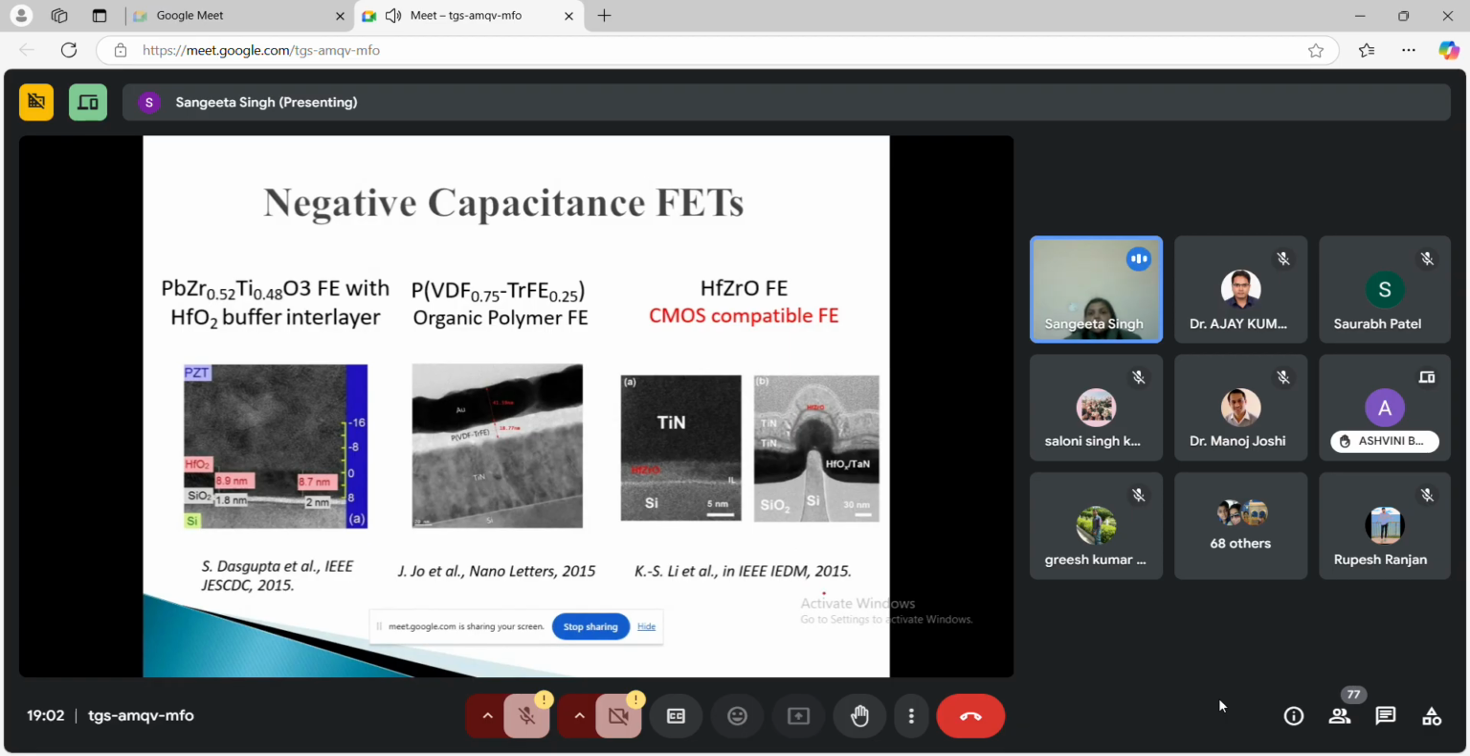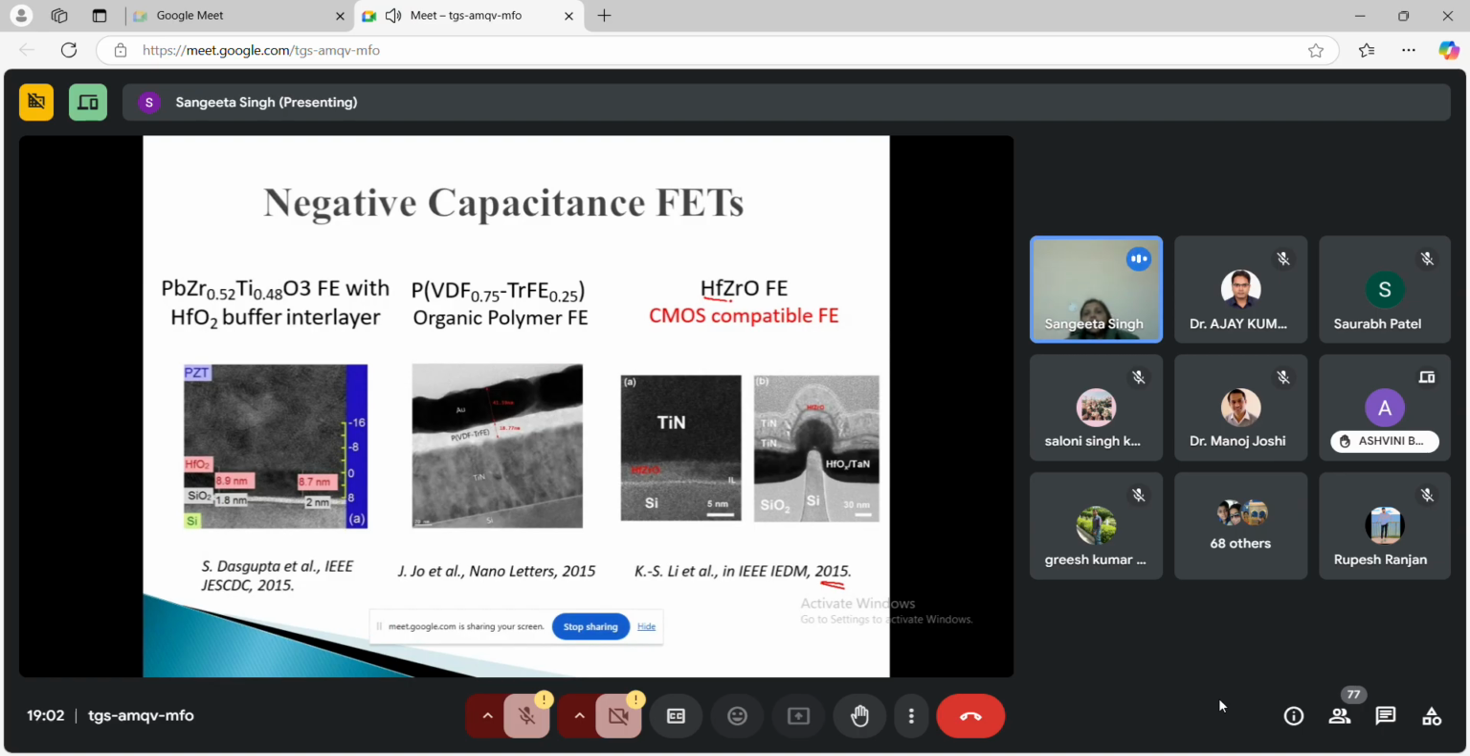So in order to make a negative capacitance FET, see, TFET started in 2005. Negative capacitance started in 2015 and we are standing in 2025. So although negative capacitance FET is a newer concept, still it has been more than one decade that people are working on it. And what are the potential ferroelectric materials here?